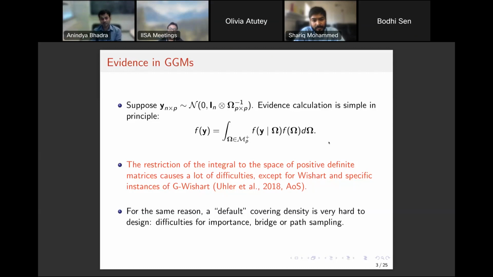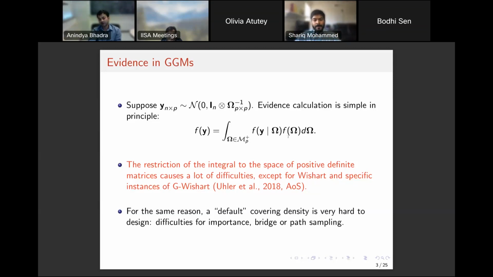And if you want to write the entire matrix as n by p, then you need this Kronecker product of I_n and then omega, p by p, inverse. We are not assuming any correlation among the samples, hence the I_n. And with that notation, then evidence calculation is simple in principle, not just for this model but for any model really. It's just an integral. The first term is the likelihood of y given omega. The model is parameterized by omega, remember.